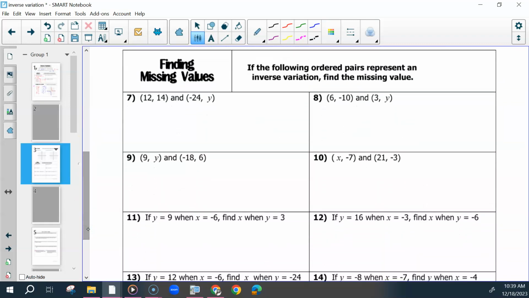So starting at number 7, we need these two equations: y equals k over x, and k equals y times x. For number 7, just like with our direct, we would find our k value first. Take these two numbers, multiply them together. What would that give us? 168.